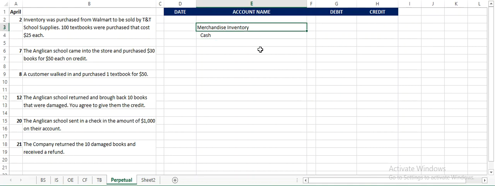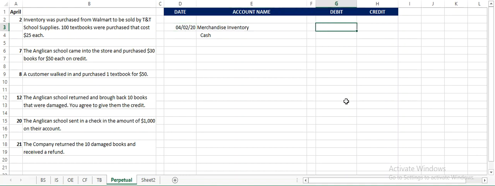Merchandise inventory is also an asset account, and because we are buying 100 textbooks, we now have more textbooks and we have more inventory. So therefore we increase that account, and an asset account is increased by a debit. So that's the start of our journal entry. We have to put the date for April 2nd, 2020. We'll use that.